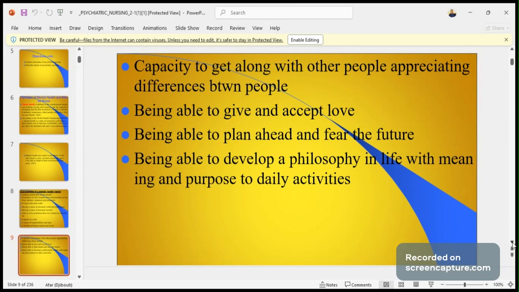Now there are people who are already bulletproof in terms of love. You cannot give and accept love. It means you don't understand what love is. You don't know it because maybe from a previous heartbreak, disruption in a relationship, or maybe you've never had a chance to have one. So with that, you're not mentally healthy. You should be able to feel the essence of love because it is there for human beings. Another thing is being able to develop a philosophy in life with meaning and purpose to daily activities. That is also fortifying what we call mental health.